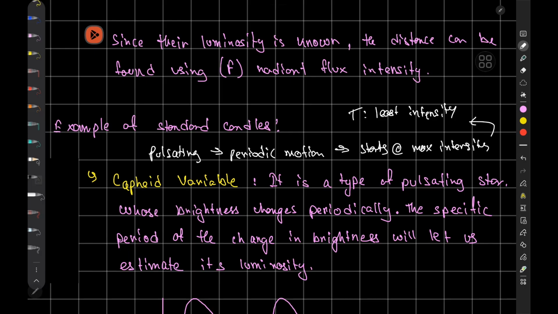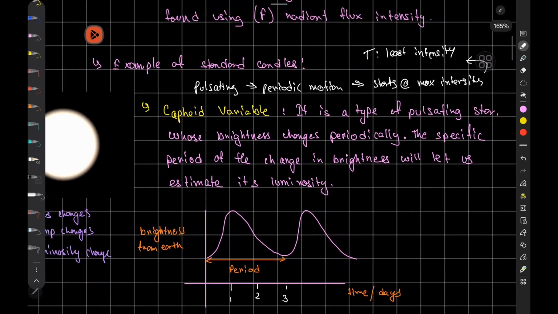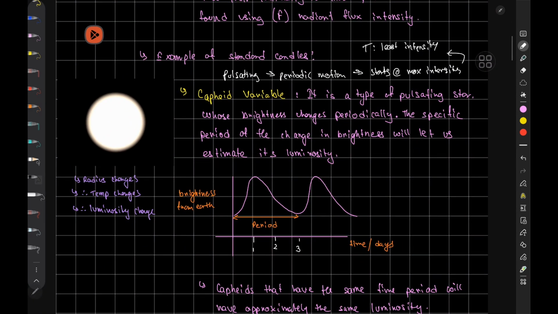Essentially what we observe is not the size of the Cepheid variable, sure you can observe that as well, but what we observe is the intensity. So a Cepheid variable essentially is a type of pulsating star. Of course it's a star because it's a light emitting body, and its brightness changes periodically. So its intensity changes periodically. The specific period of the change in brightness will let us estimate its luminosity. So what lets us understand its luminosity?